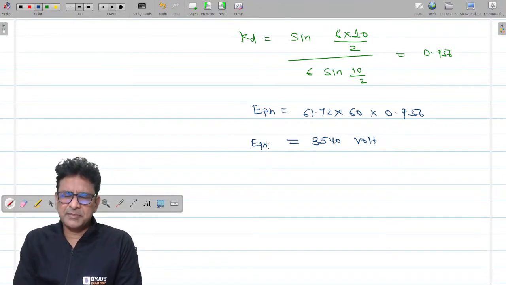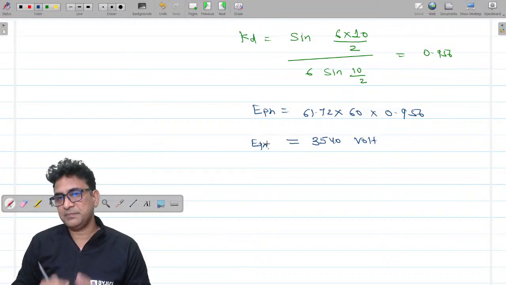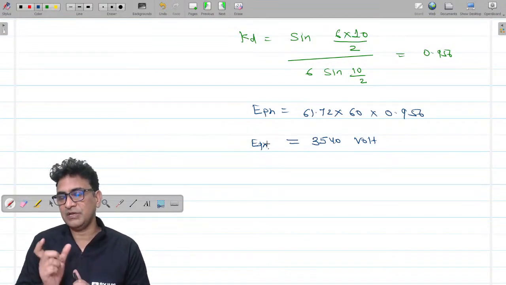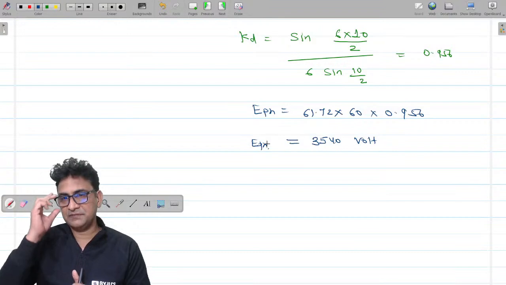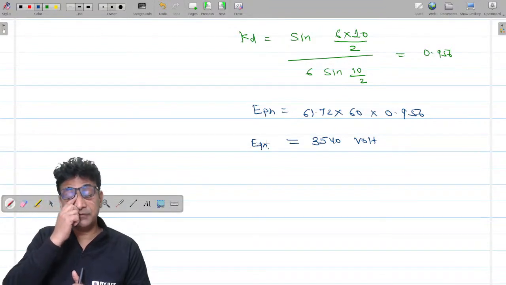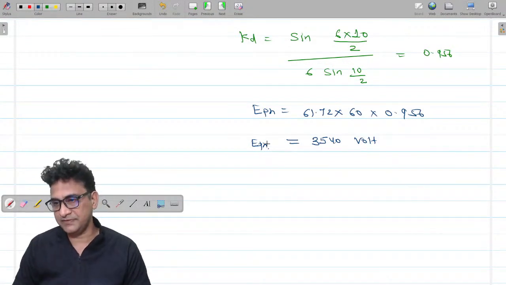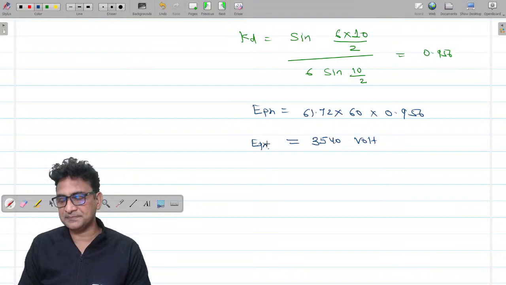So always remember, if the question asks the induced EMF per conductor, don't use pitch factor or distribution factor. If in a question they ask about the induced EMF in a coil, then only use the pitch factor. If the question asks about the induced EMF in a winding or per phase induced EMF, then use both pitch factor as well as distribution factor. Is it clear?